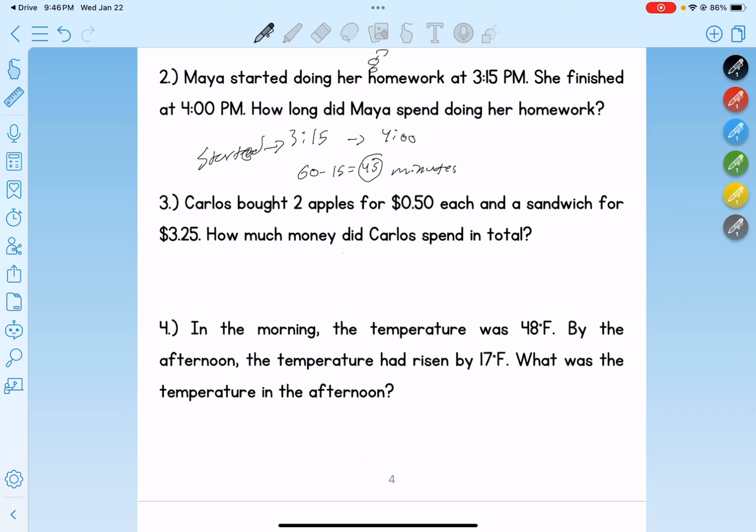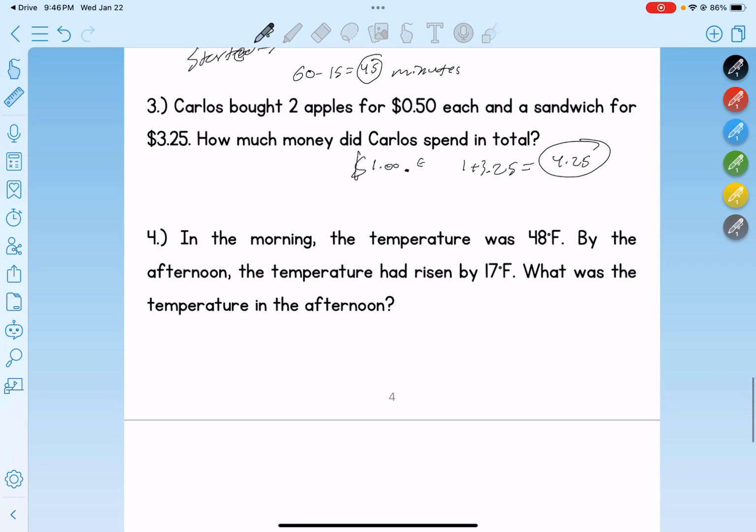Carlos bought 2 apples for 50 cents each, so that means he spent $1 for the 2 apples, and a sandwich for $3.25. How much money did Carlos spend? 50 plus 50 is $1, and if we add 1 plus 3.25, which is the sandwich, we would get 4.25. So he spent $4.25.